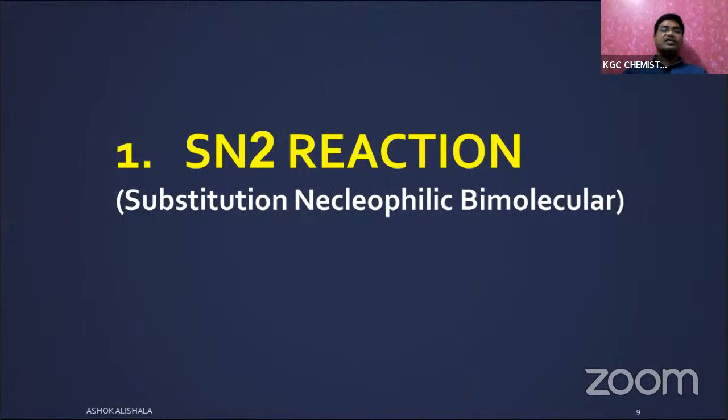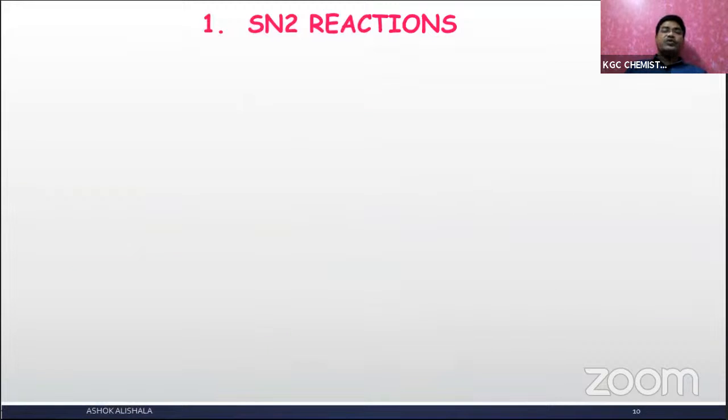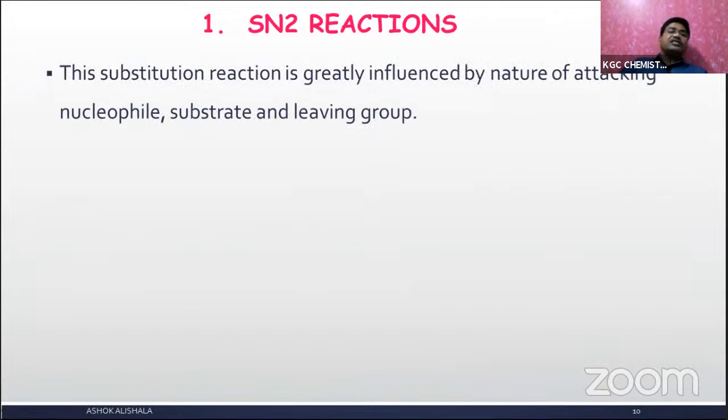Let us see. The first one is the SN2 reaction. I told you that there are two types of reaction. One is SN2, another is the SN1 reaction. SN2 reactions. What is an SN2 reaction? Nucleophilic substitution bimolecular reaction. This substitution reaction is greatly influenced by the nature of the attacking nucleophile, substrate, and the leaving group. Substrate means here the alkyl halide. That means it depends on three factors: one is the entering group, another is the alkyl halide, another is the leaving group.